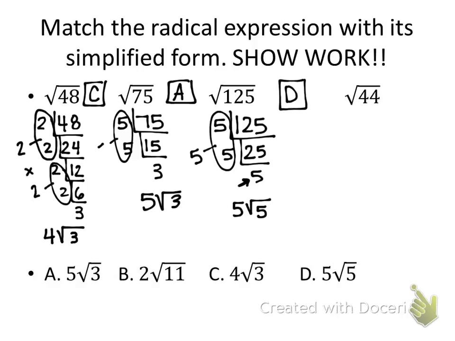Now you say, I know the last one's going to be B, can I just write the answer? No, I want you to practice and show me work, okay? So we're going to do 44. What's the smallest number that's going into 44? 2. 22. 2. 11. Nothing goes into 11, right? So we have 2 times the square root of 11, which is B.